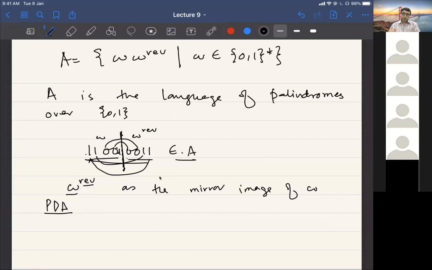The only challenge is how to find this line. And the answer is very simple: we don't have to find that line. We can utilize the power of non-determinism, and we say that after every character that we read, we assume the line is there.